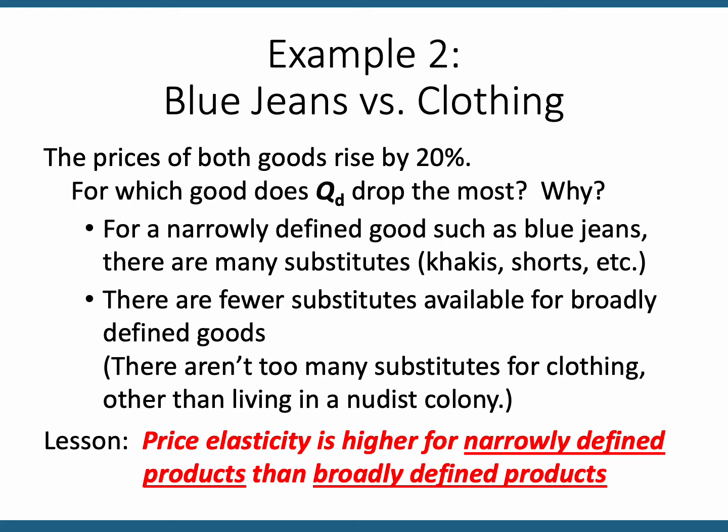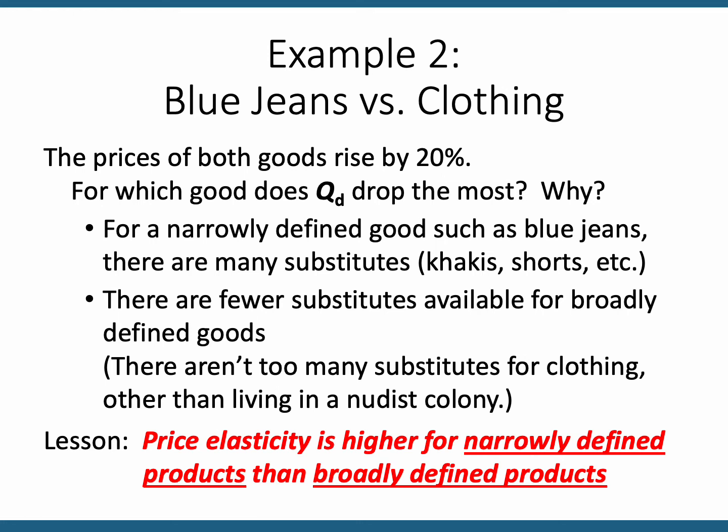Blue jeans is a subset of clothing, right? So again, the more narrowly defined the product is, the higher the elasticity will be because you can jump to some other product. It's very close to the substitute issue, right? There are other substitutes. If the price of blue jeans were to double, you would buy khakis or shorts or something else. But if the price of clothing were to double, there's no real other substitute for that. So that's going to have a lower elasticity. It would be actually inelastic.